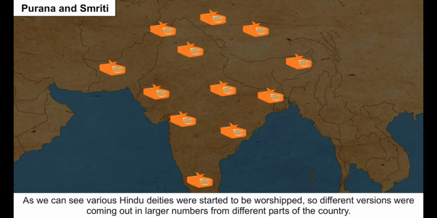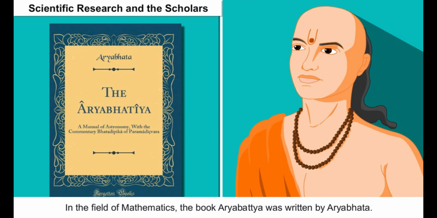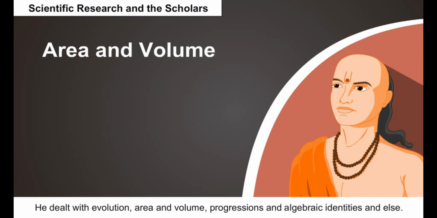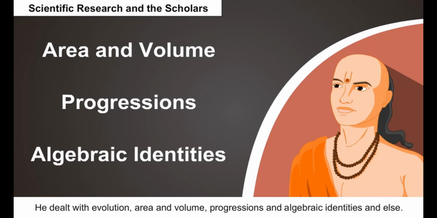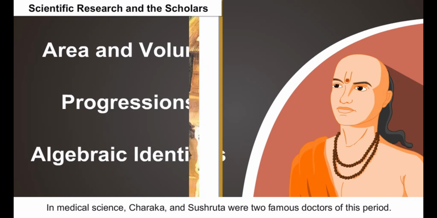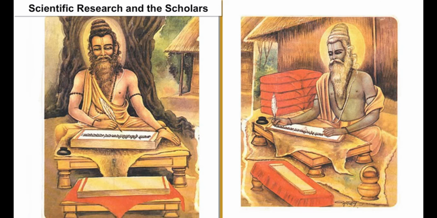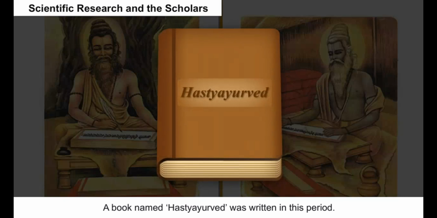Scientific research and the scholars. In the field of mathematics, the book Aryabhatiya was written by Aryabhata. He was the first to treat mathematics as a subject in itself. He dealt with evolution, area and volume, progressions, algebraic identities, and more. In medical science, Charaka and Sushruta were two famous doctors of this period. A book named Hastyayurveda was written in this period.